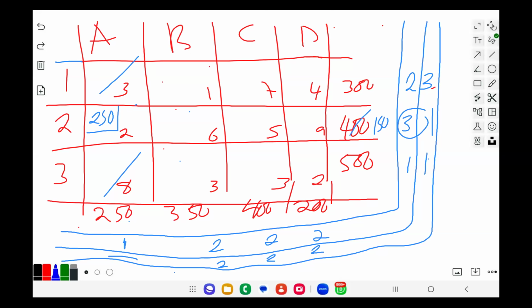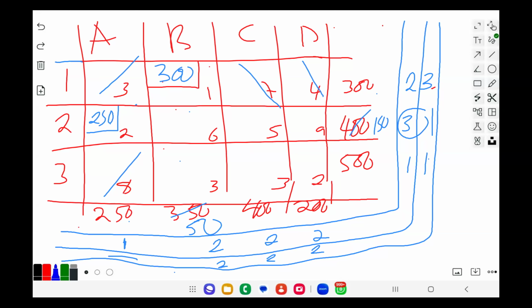Choose the minimum. The minimum will be 1, right? So it is 300 versus 350, which will be 300, right? 300 versus this 250. And since this is 300, we cancel this one, and here we will remain with the 50. I guess you're following, you're not getting mixed up now. It's the same stuff.